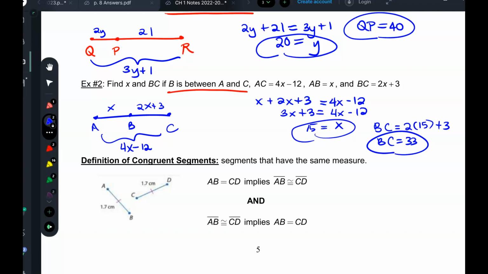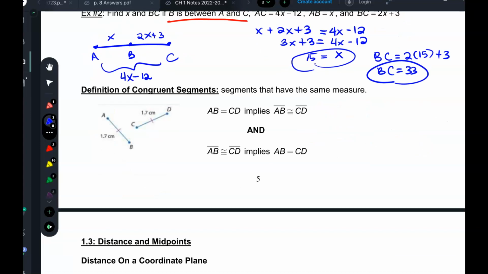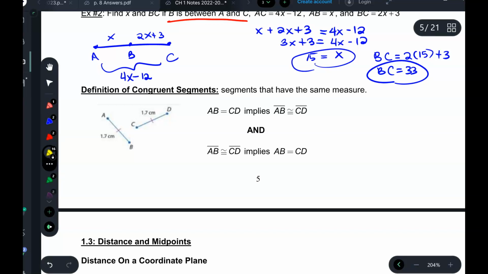Did we get 15 for x and 33 for BC? Excellent. There you go. It's called freeze. I can pause my screen and then unfreeze it and it shows the answers, so that way I can write up the solution while you work on it at the same time. You got 33 for BC? Good.